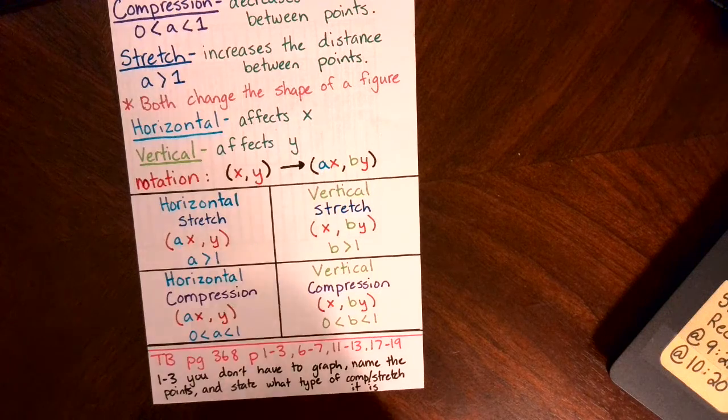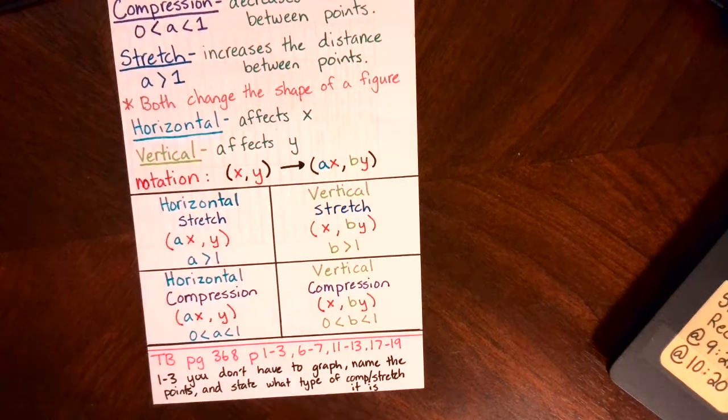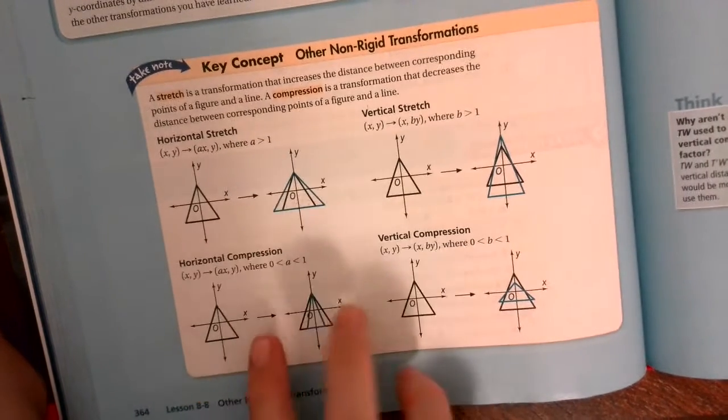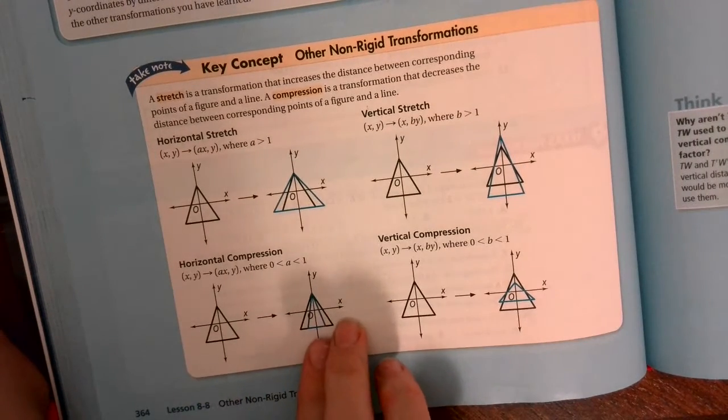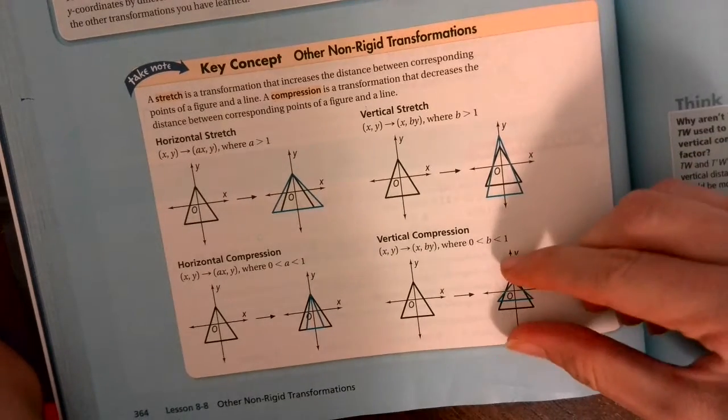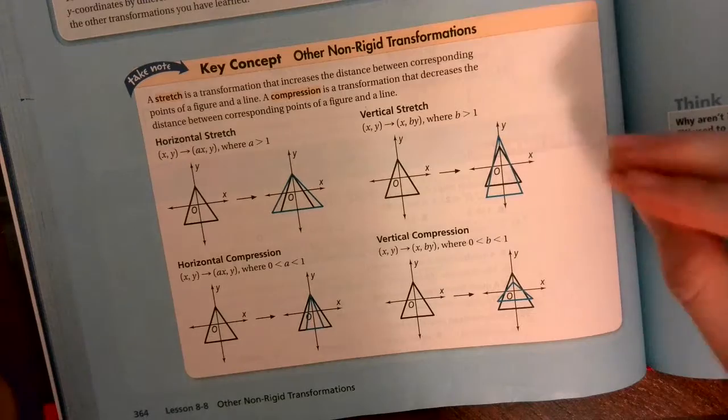So let me show you guys some example problems to help you get a picture of this. This is what I was just explaining. Horizontal stretch gets bigger left, right. Horizontal compression gets smaller left, right. Vertical stretch gets bigger up, down. Vertical compression gets smaller up, down. The words go with it, okay?